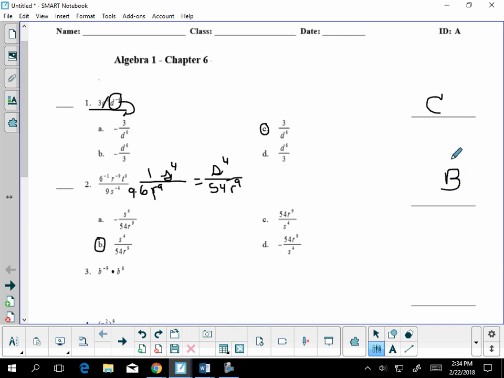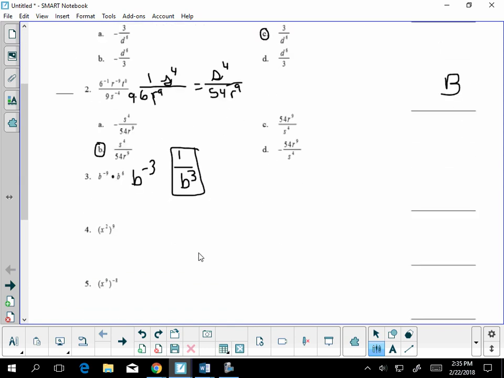On number 3, that's multiplication, so you add your exponents and you get b to the negative 3, which is 1 over b cubed. On number 4, that's a power of a power, so you want to multiply your exponents. 2 times 9 is 18.